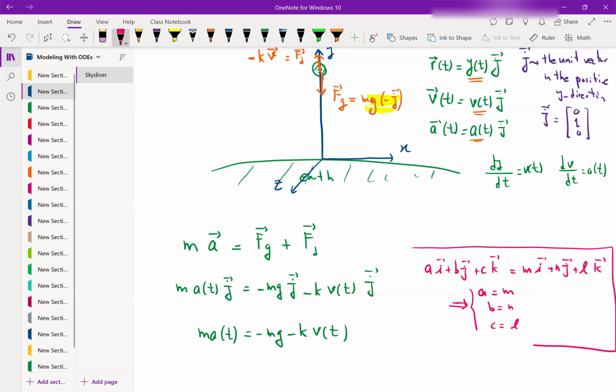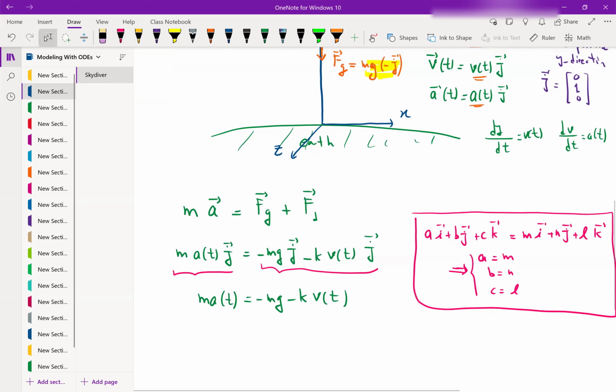And that is actually what I used here. Here, I had a vector on the left-hand side, 0i plus m a(t) j plus 0k. And on the right-hand side, I had 0i plus negative mg minus k v(t) j plus 0k. And then I noticed that the coefficients of the j vector on the left and the right must be equal. So m a(t) is equal to negative mg minus k v(t). Now, what do we do next?